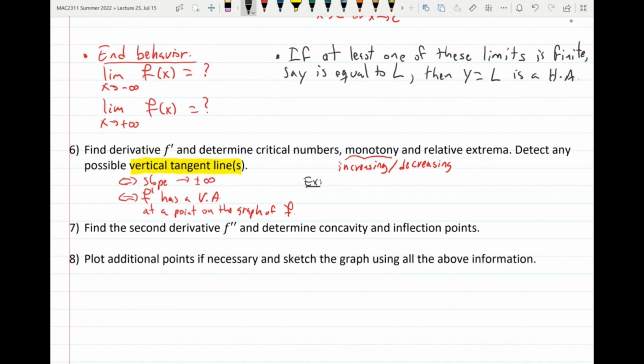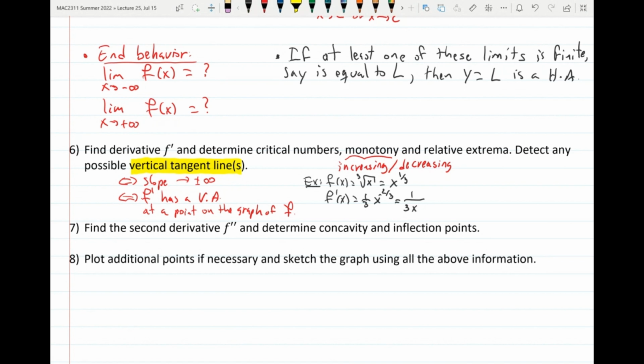For example, think about the function f of x equals the cube root of x. The domain here is all real numbers, as you all know, and this is x to the 1 over 3. So if we find the derivative, what is this? It's going to be 1 over 3 x to the 1 over 3 minus 1, so that's negative 2 over 3. So it'll be 1 over 3 times x to the 2/3.